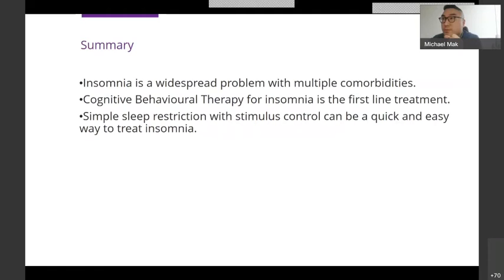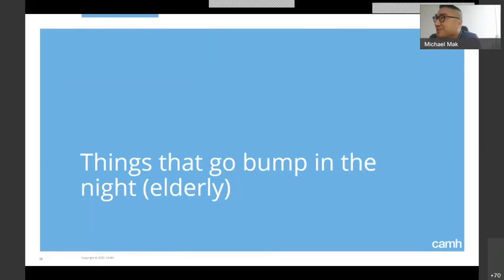Moving on to the last part of the didactic portion of today's session, things that go bump in the night. And this is something that affects the elderly. So I'm going to show you a video.